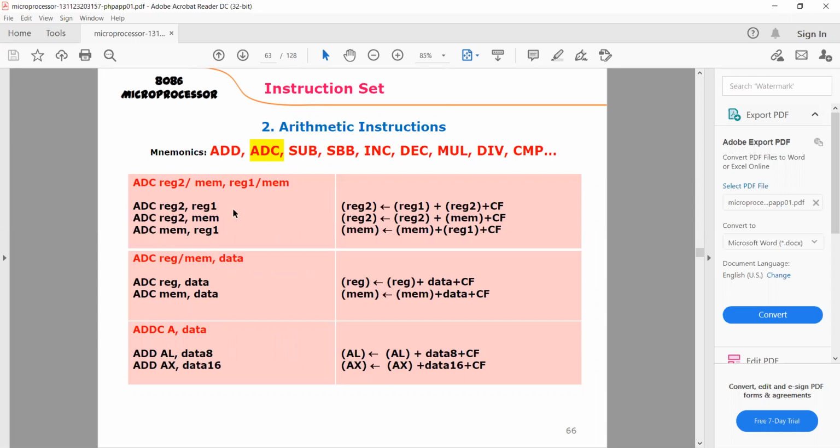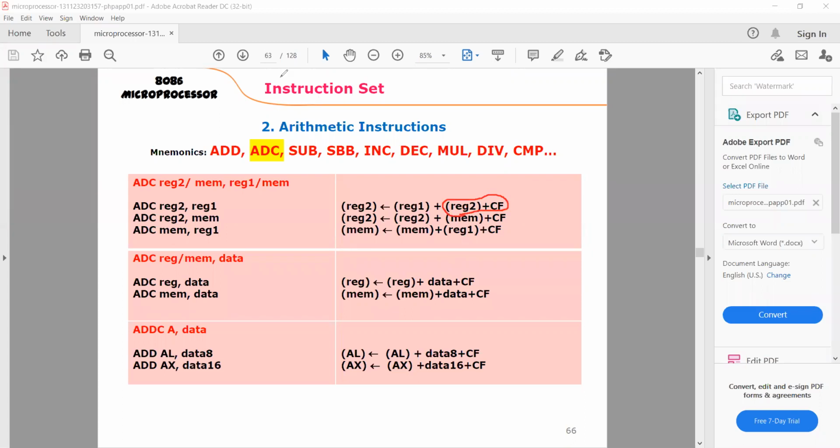Okay. So in ADC, you can see the same thing here. The operand section is not changed. You can see the same operand section, but in the operation, the carry flag is also added. Here you can see that the carry flag is also added to the data.